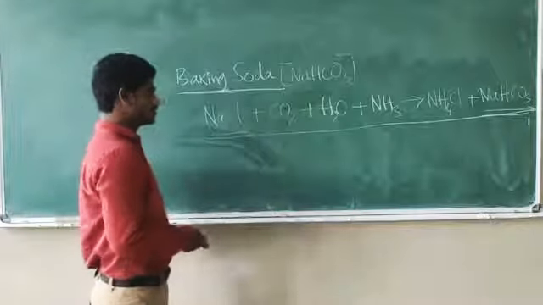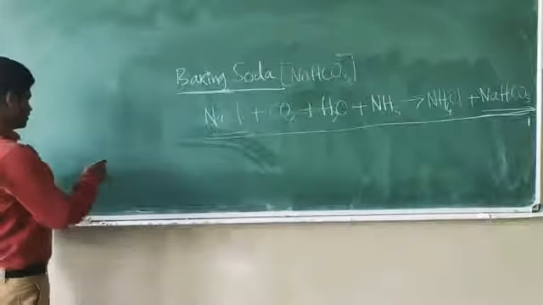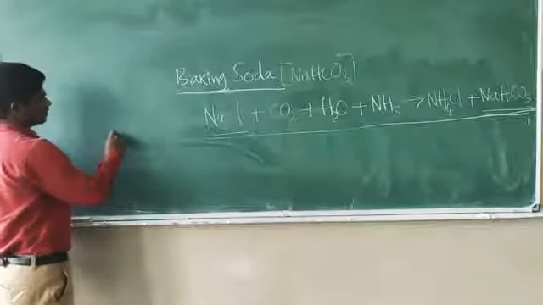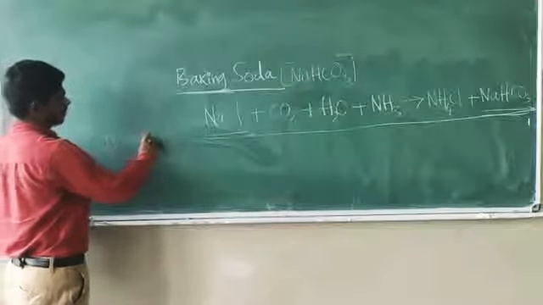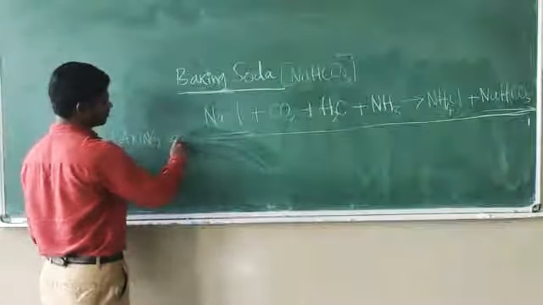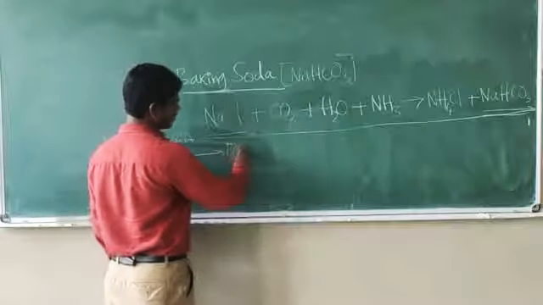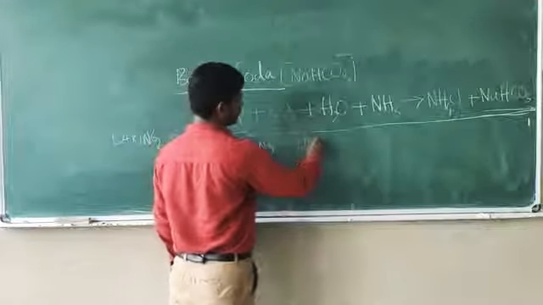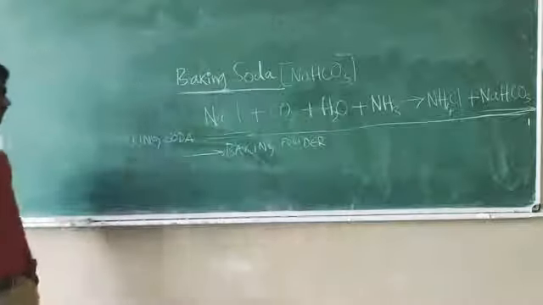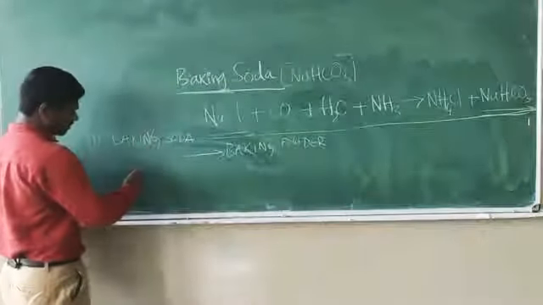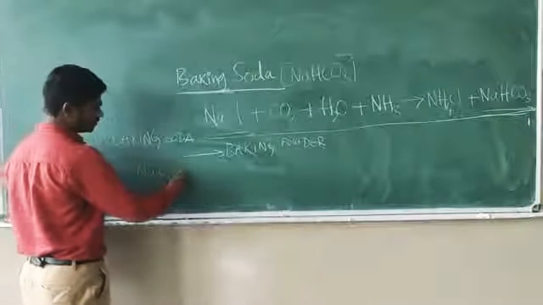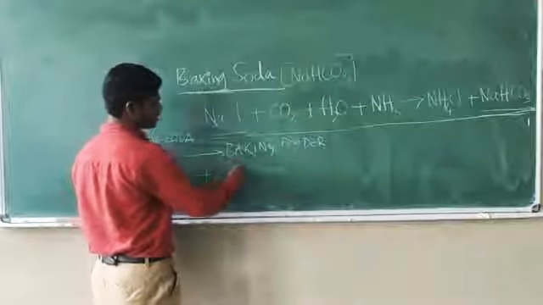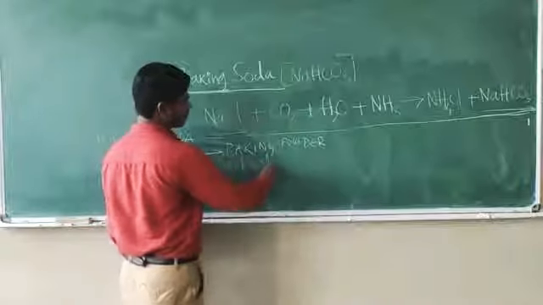So, how exactly does this happen? If you look here, this baking soda is used to prepare baking powder. There's a difference between baking soda and baking powder. Okay. What is the difference between baking soda and baking powder? Baking soda is NaHCO3. That is baking soda. To that, if you add any mild acid, what should you add? You should add a mild acid.